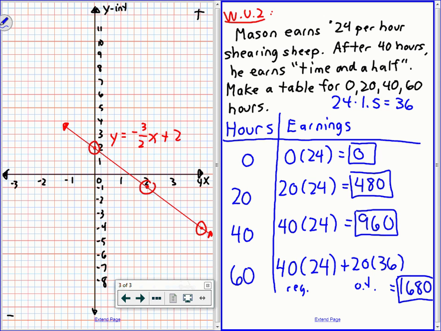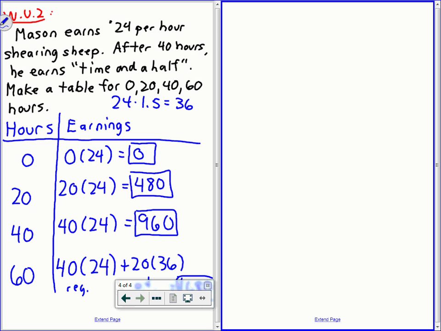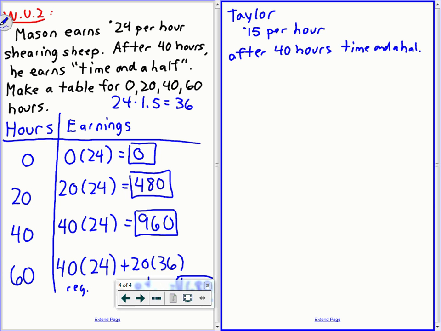Here we go. So open your notes from yesterday if you would. You don't have to copy this down for this from Mason. Go ahead. Taylor earns $15 an hour. After 40 hours, he earns time and a half. And after 60 hours, he earns double time. I'm looking for how much he would make for 70 hours.